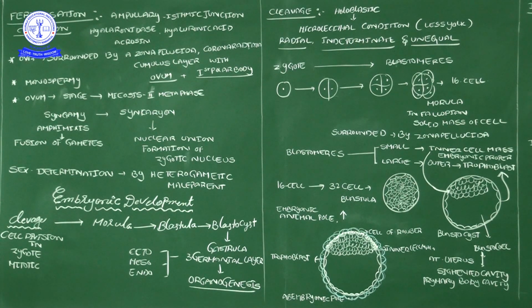Indeterminate means we cannot count how many times cleavage is involved in cell division. It depends upon several factors, but we can't measure it. And then unequal: by the cell division, it produces two types of cells, one of bigger size and one of small size. So based on these features, human cleavage we call holoblastic and radial cleavage, indeterminate cleavage and unequal cleavage. Remember it.